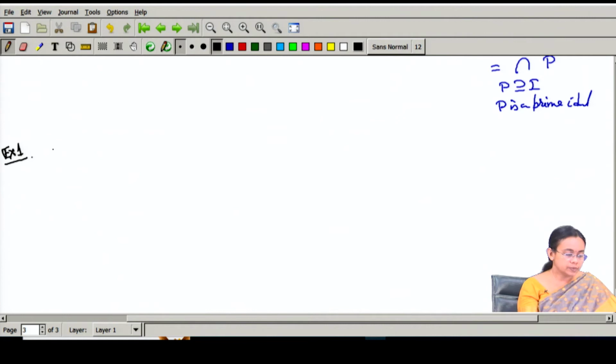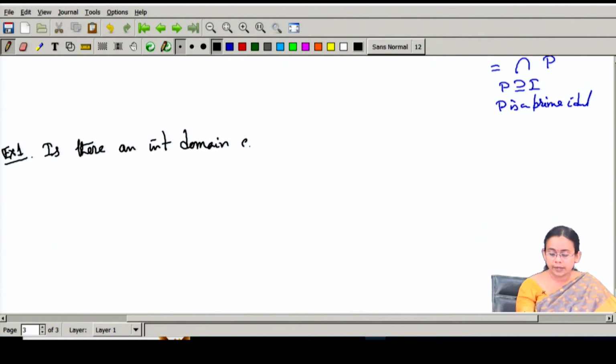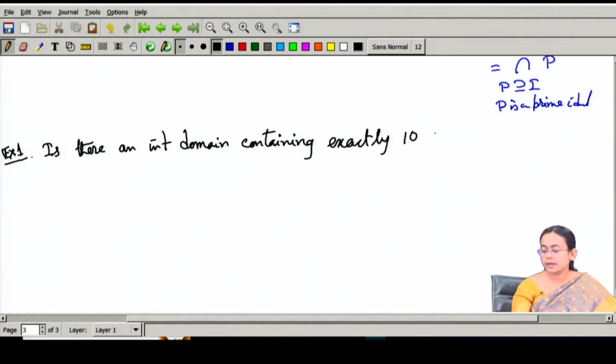The first problem is: is there an integral domain containing exactly 10 elements? So, the question is, does there exist an integral domain which contains exactly 10 elements? We will show that there does not exist one.